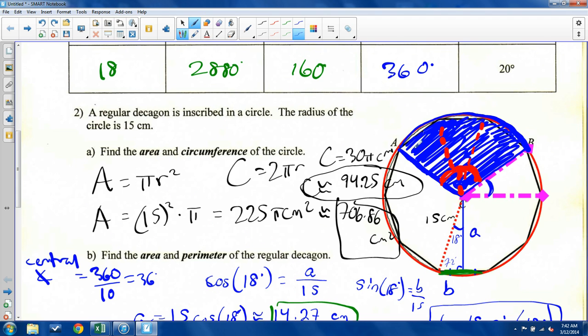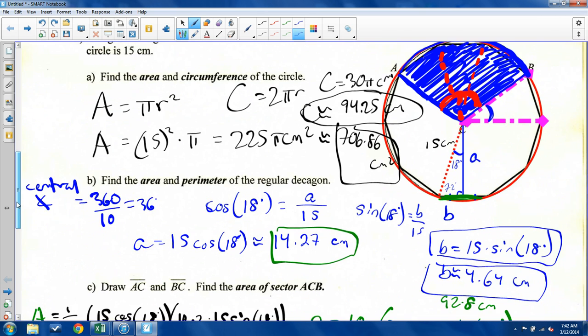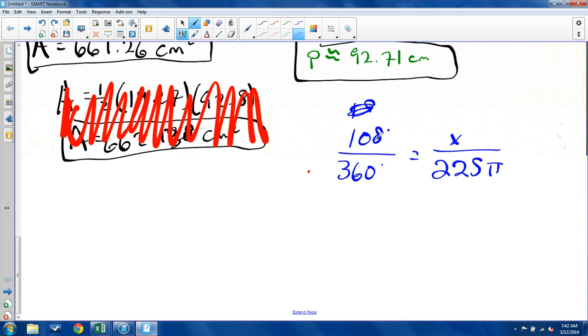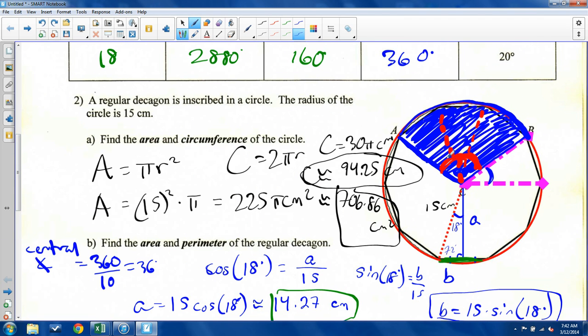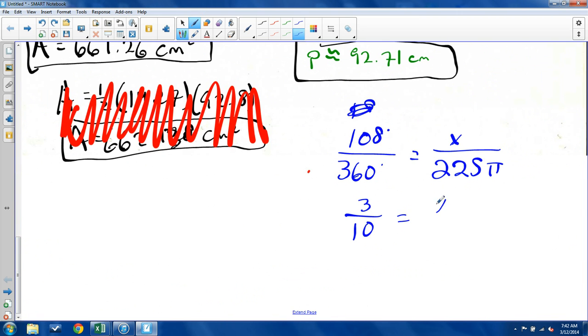Now sectors apply to circles, not polygons. That's what we said by definition, so make sure you use that. So that's why I set up this proportion here. 108 over 360 can be reduced to 3 over 10. Okay. Even if you didn't know this was 108, you can know this is 3 over 10 because if this was a clean-looking decagon, you can see that there are 10 radii that are formed. This is 3, 1, 2, 3 out of 4, 5, 6, 7, 8, 9, 10. So 3 out of 10 of them are being occupied. That reduces there anyway. Equals x over 225 pi.